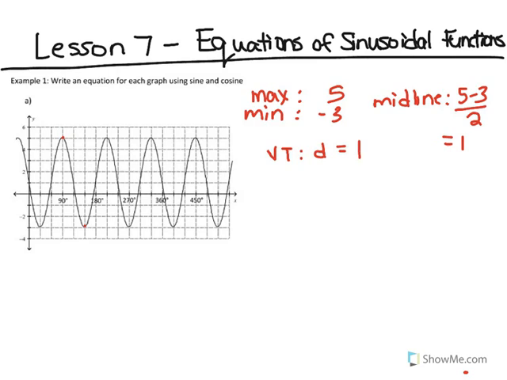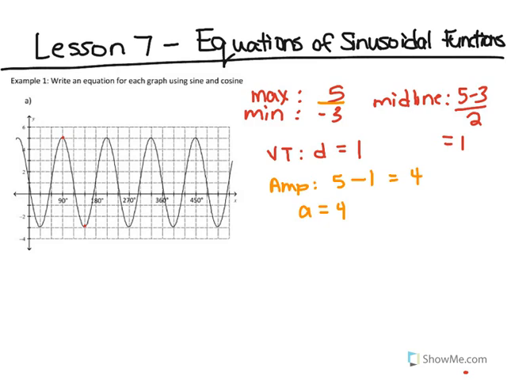So we've already found one value. Now we're going to use that value to find our amplitude. So our amplitude is going to be 5 minus 1, which is 4. So our A value is equal to 4.